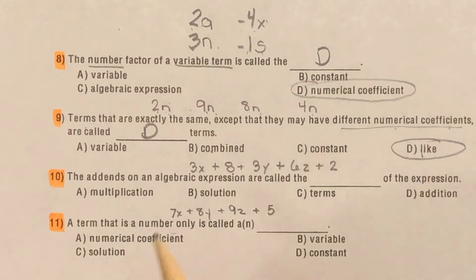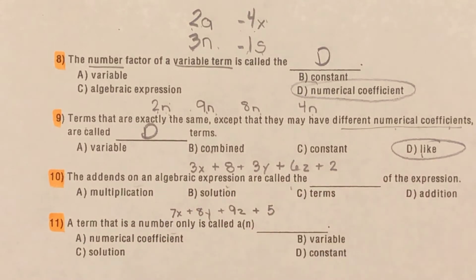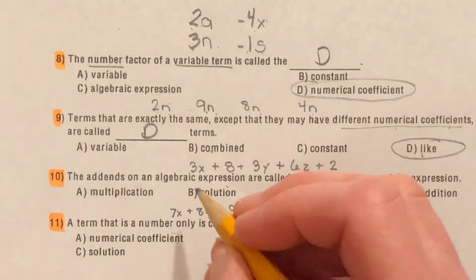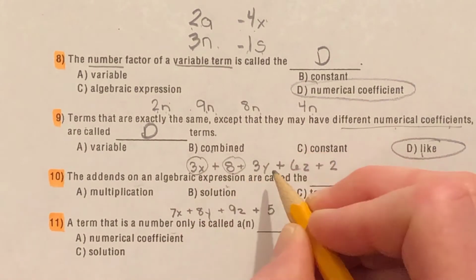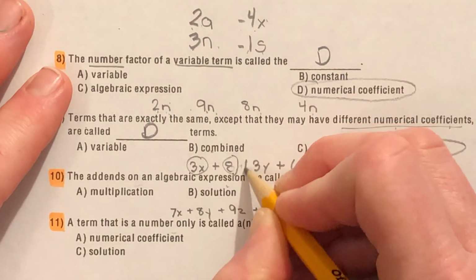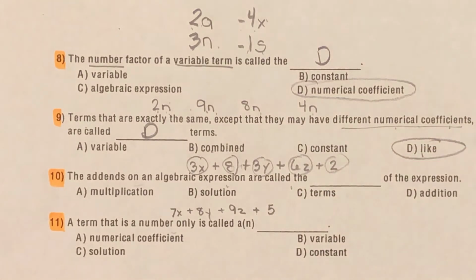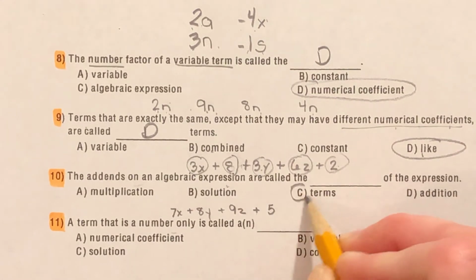Number 10, the addends in an algebraic expression are called the blank of the expression. What that means is everything that you're adding together. All of these that you're adding together, could be summands too, but they just said addends. So what are all these things called? They're called terms.